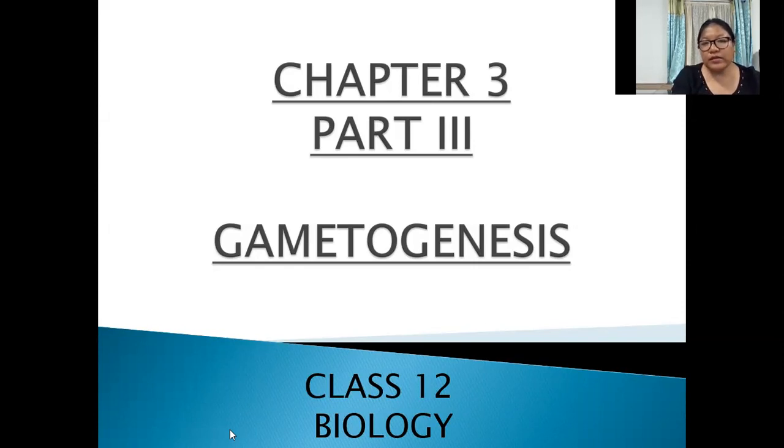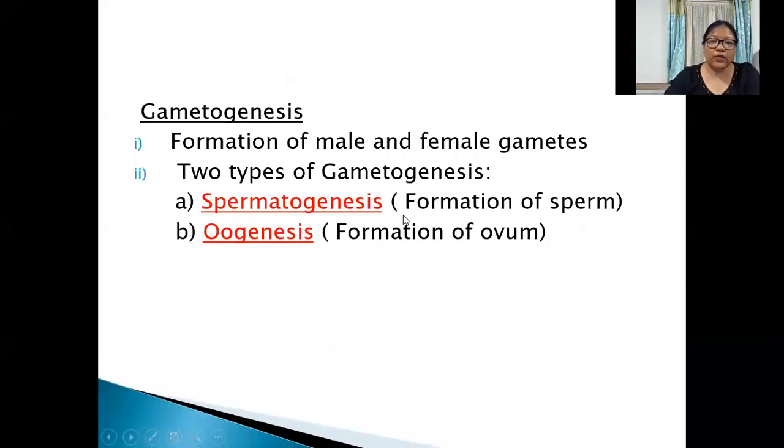As we have already learned about the male reproductive system and the female reproductive system, I believe we are now ready to learn about the various events that take place in the sexual reproduction of human beings. So today we will discuss gametogenesis. So let's get started. We know that gametogenesis is the process of formation of gametes. What kind of gametes? The formation of the male and female gametes.